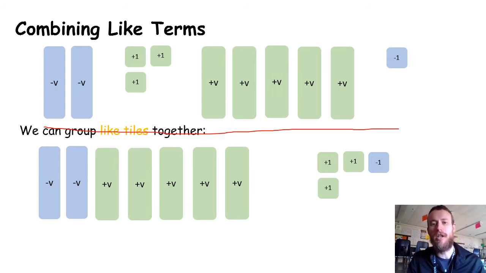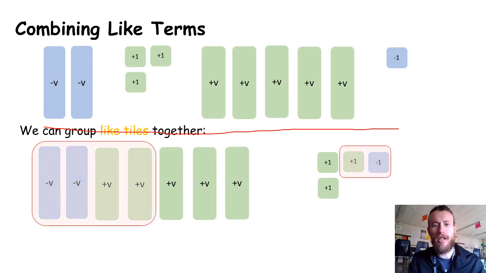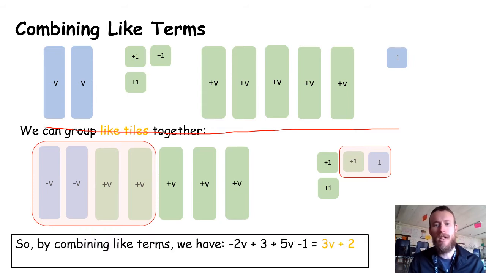3, and negative 1. Then if we look and see what cancels, so the red circles represent 0. So we have negative 2v and positive 2v in the red circle on the left, and that makes 0. They cancel. And on the right we have negative 1 and positive 1. That makes 0. So those cancel. So what's left, what's not in the red circles, is the result.